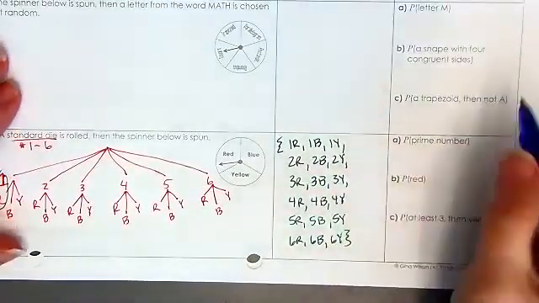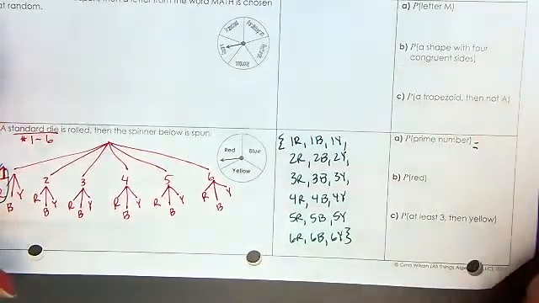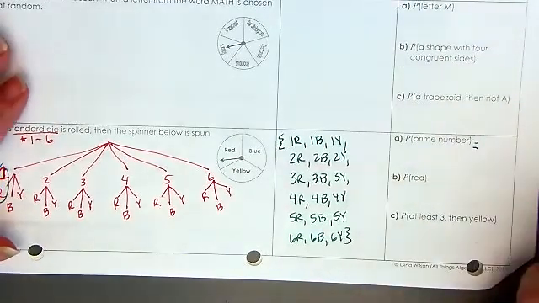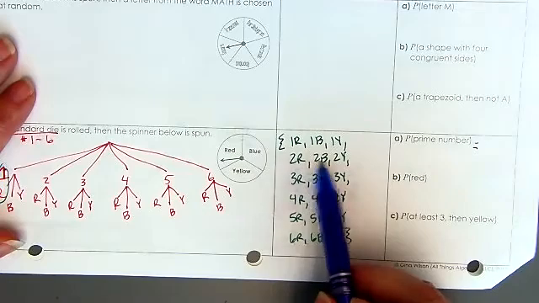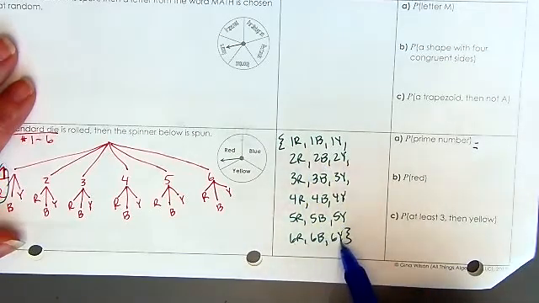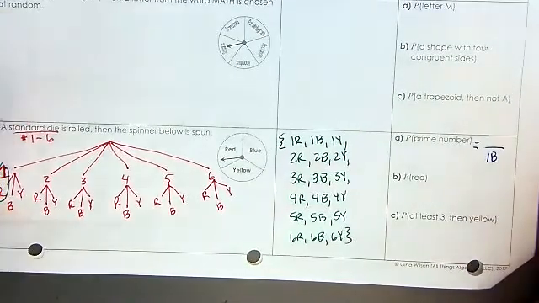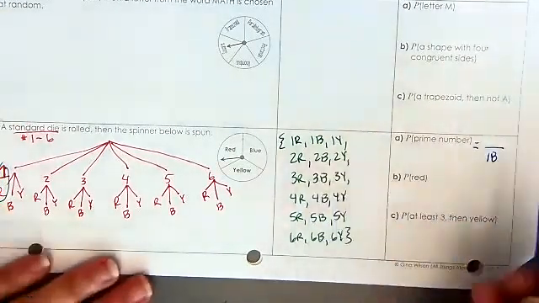Okay, so the probability for a prime number. First I've got to figure out how many total I have. So I have 1, 2, 3, 4, 5, 6, 7, 8, 9, 10, 11, 12, 13, 14, 15, 16, 17, 18. So I have a total of 18. We're going to learn in just a minute how to find the total much quicker than having to write out the sample space.